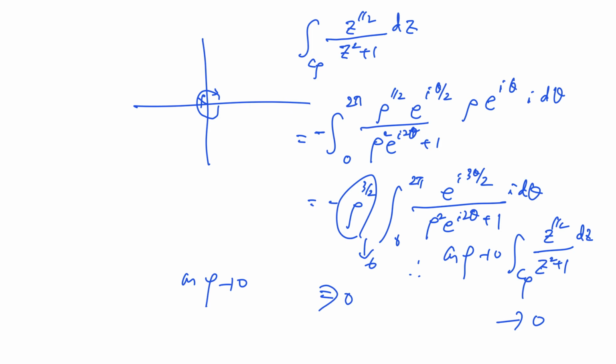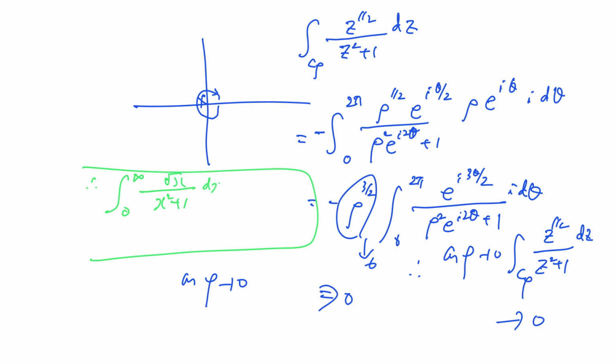Therefore, we have this integration from 0 to infinity of root x over x squared plus 1 dx is pi over square root of 2. So again, we have pi. Strange, right?